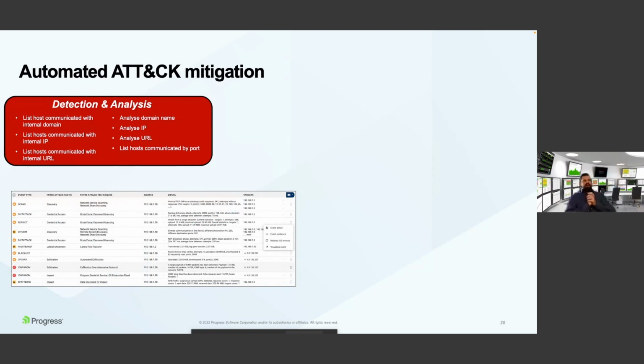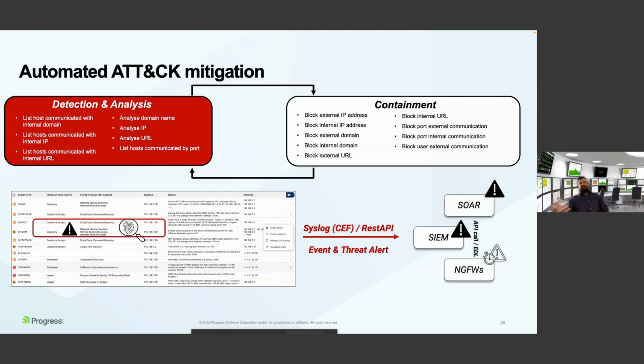How does automated attack mitigation look during detection, analysis, and containment? For example, in an automated way with Flowmon we get a list of hosts communicating with internal domains and external domains. We have a lot of information. We can go through the attack tactics and techniques, and very easily provide automation for response and containment. In this term, containment means, on the network side, blocking any external or internal IP addresses, domains, URLs, ports, and so on. So this is an example of automated attack mitigation procedures during the incident handling process in the detection, analysis, and containment steps, using Flowmon as a network security monitoring solution or network detection and response, for example.